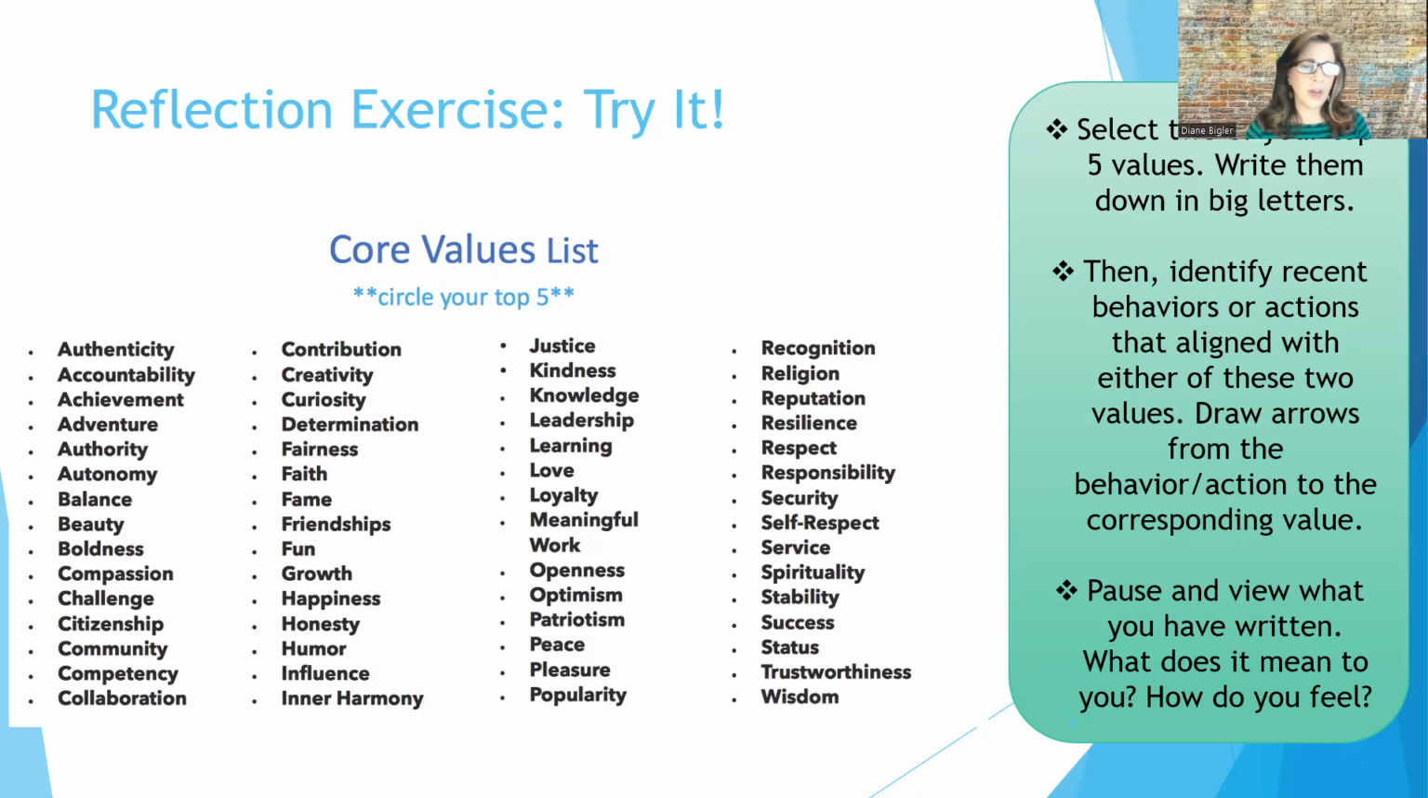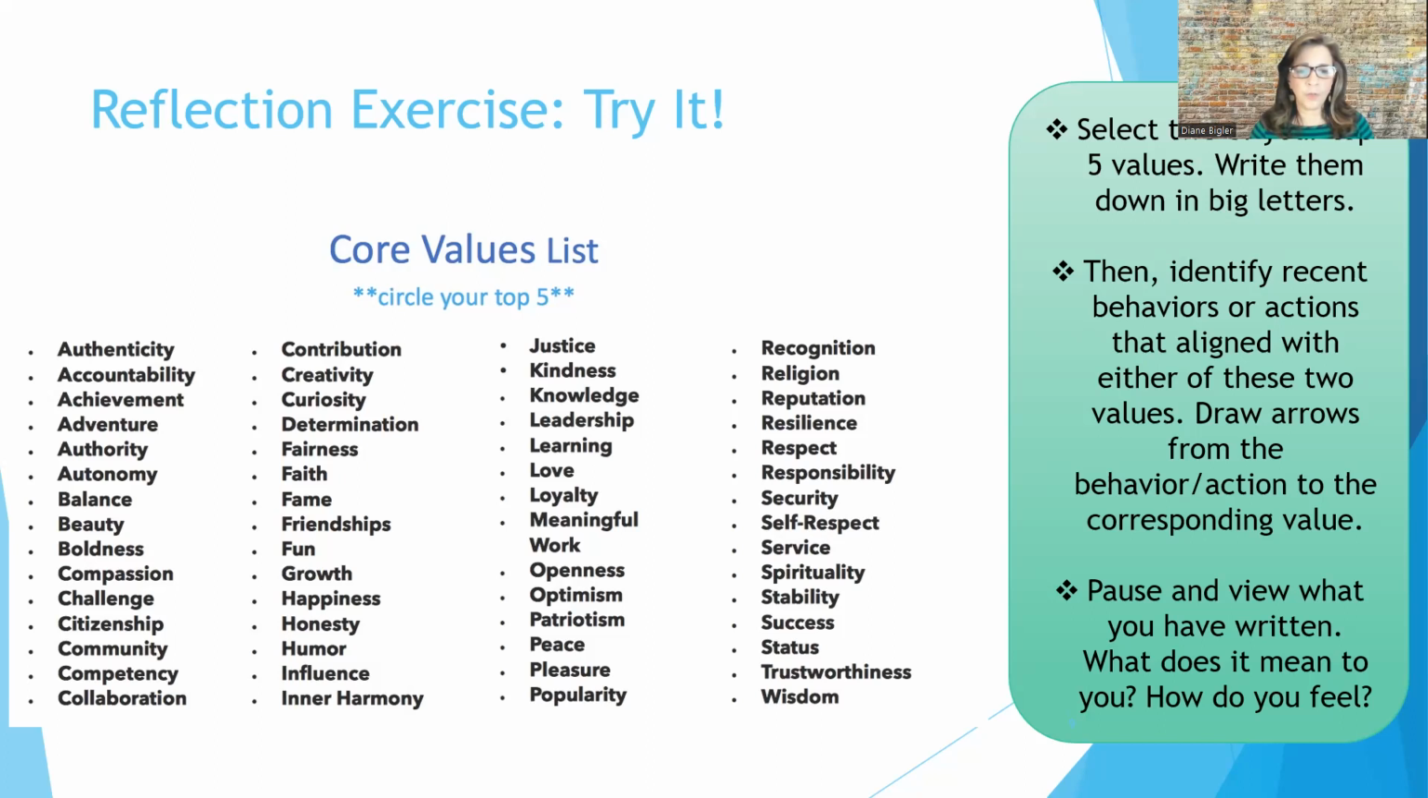So maybe one of your values is friendship. Maybe one of your values is spirituality. Maybe one of your values is peace. Then I would like you to identify some recent behaviors or actions that align with either of these 2 values that you identified. So what are some actual behaviors, recent behaviors or actions that you can say directly are in line with one of your 2 identified values?